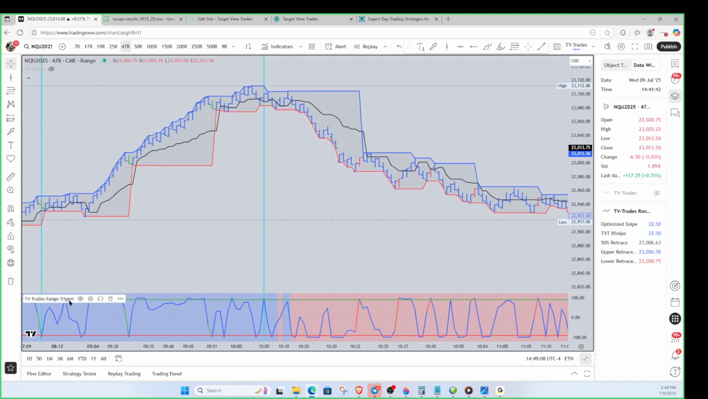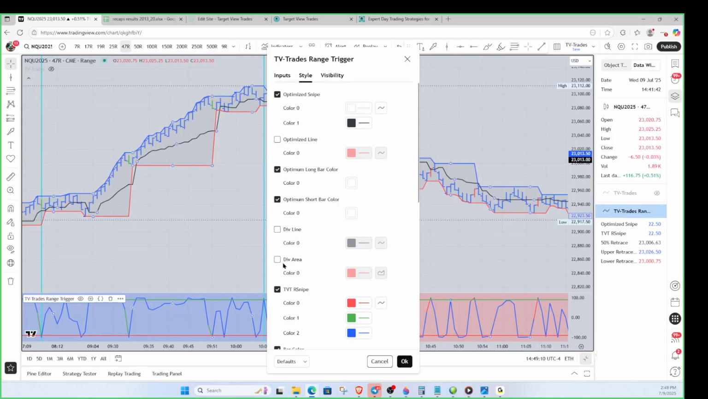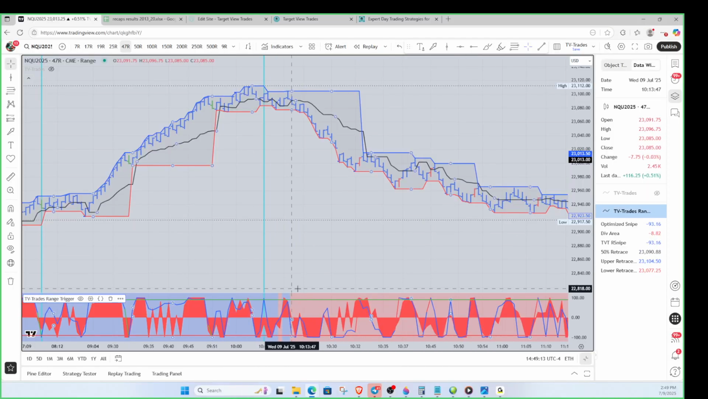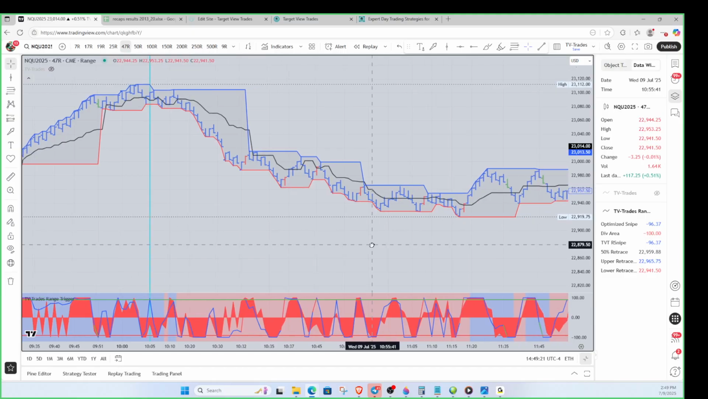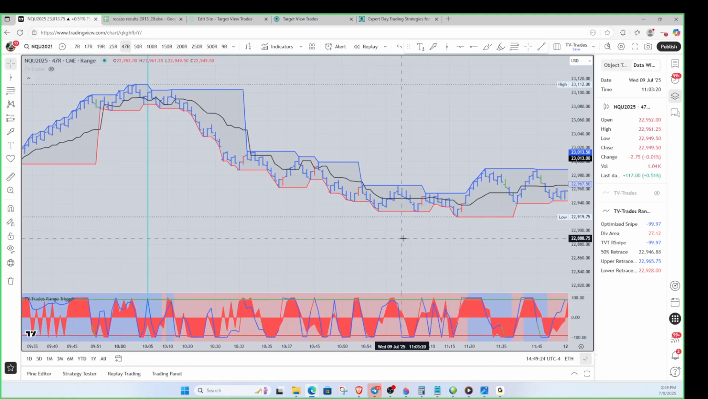Now, the really aggressive trade is when you add the div area back in there. You add the div area back in there, and it doesn't matter what the background color is. You're just selling whenever it goes into the overbought by itself, buying whenever it goes into the oversold by itself. You see, right now it's a 47 range, so from here to here is a lot.